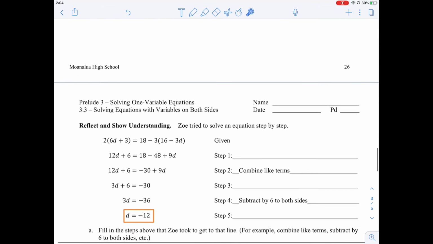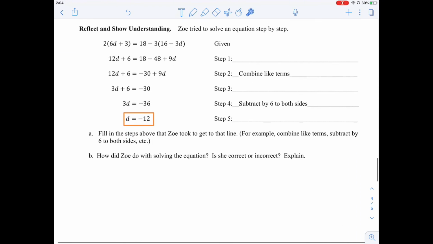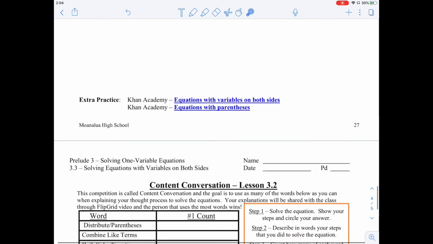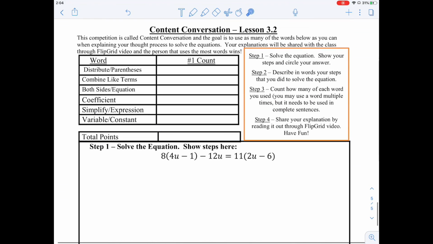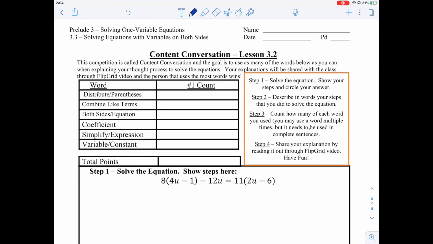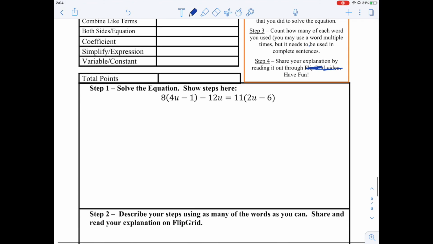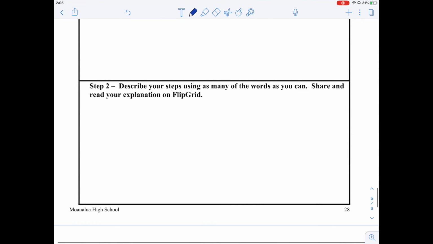Okay, go ahead and try those. Right, reflect and show understanding. Show your work, explain, content conversation. You do not have to do the flip grid again. Right, so we're not doing the flip grid. You don't have to do that part. We're just going to write it, show your work here, and explain your answer on the bottom.